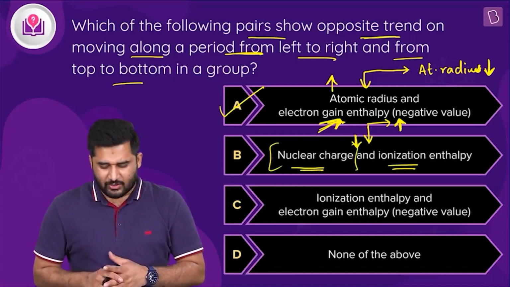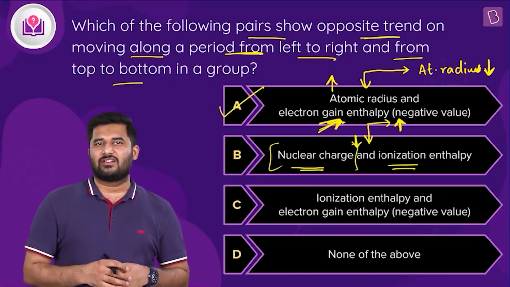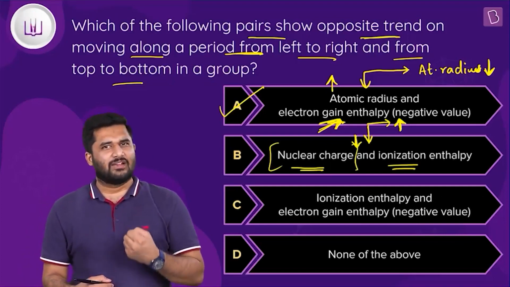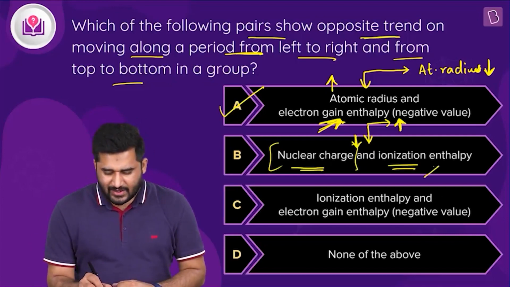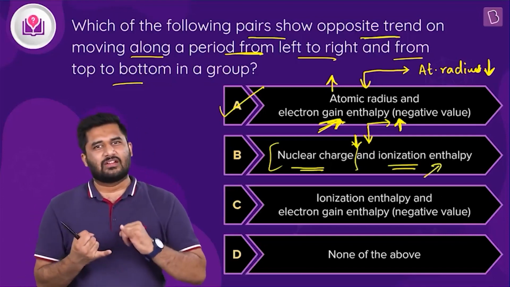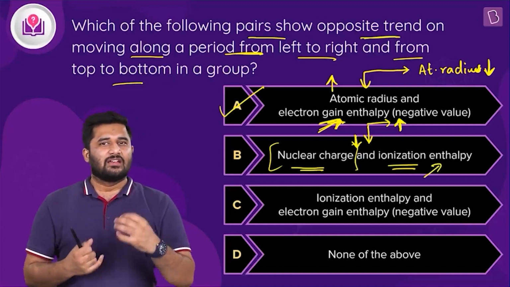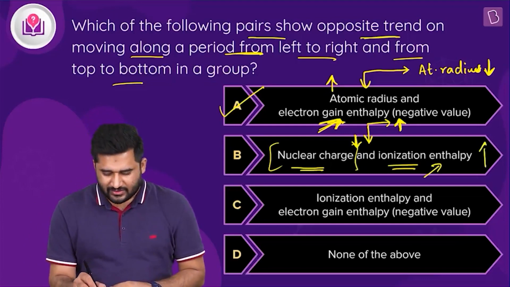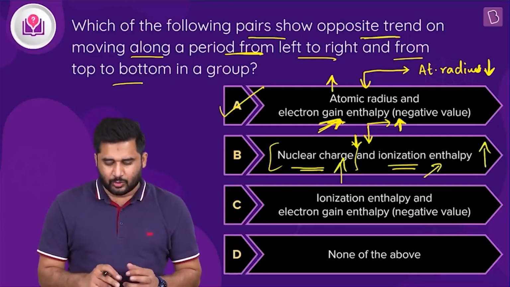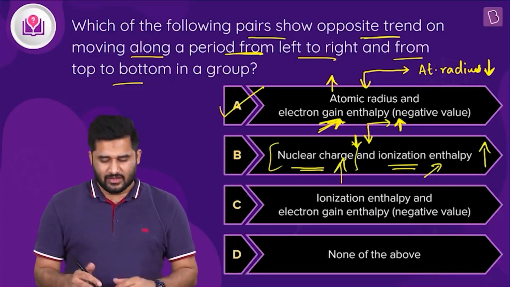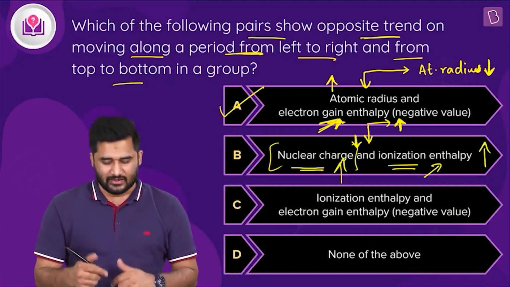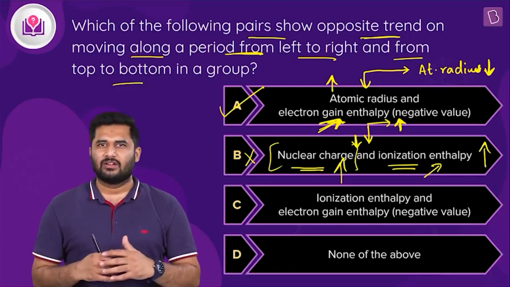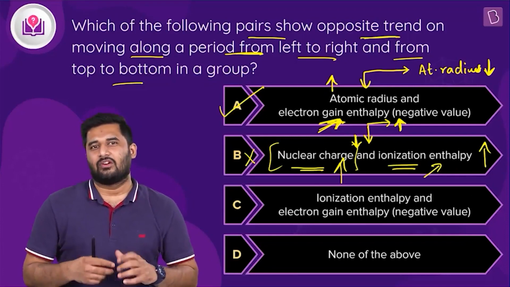Then about ionization energy, we know that ionization energy is the amount of energy required to take out an electron from the valence shell of an isolated gaseous atom. As we move from left to right, the effective nuclear charge increases, which means the nucleus is now holding the valence electron more tightly. So definitely the ionization enthalpy will also increase. Since both the values are increasing along the period, the trends are not opposite to each other, which means option B can straight away be neglected. There is no need to further compare down the group.